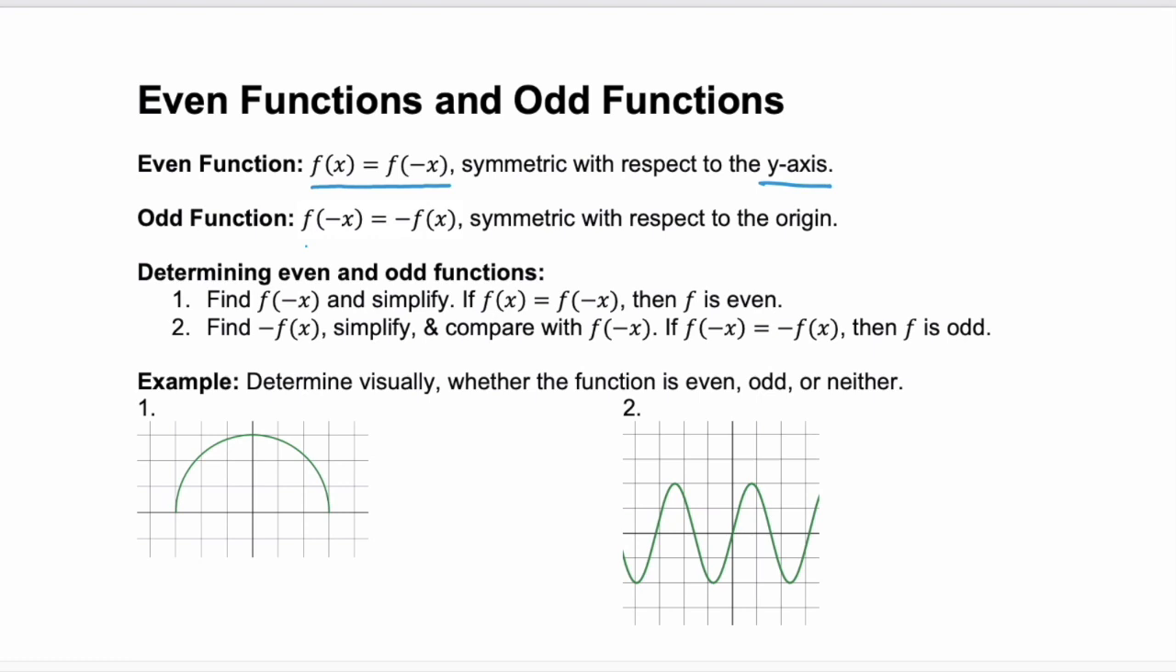An odd function, when you evaluate f of negative x, it's equivalent to negative f of x. Or, if you have a picture, it's going to be symmetric with respect to the origin. Or what that means is you can rotate it 180 degrees. You probably have a piece of paper. A lot easier for you to just flip that piece of paper or turn it 180 degrees and see if the image you have is an odd function or not.